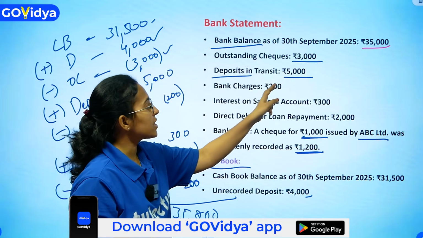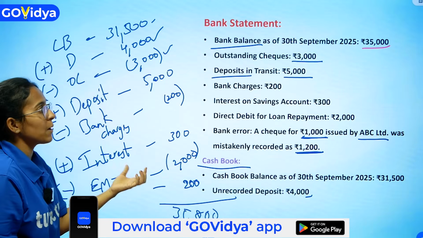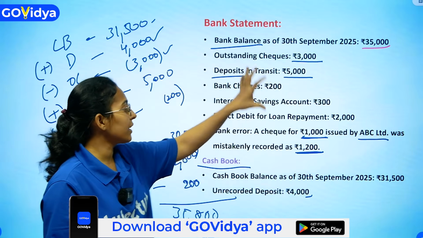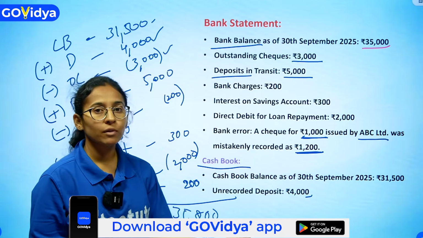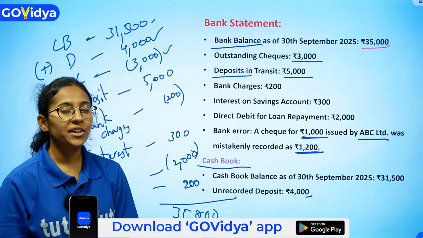In a similar way, deposits in transit should also be added. Whatever you are doing here, in the same way you have to add it as per the bank balance as well. Then you will get the same figure of 35,800. So finally both will match. Clear? So this is how you have to prepare the BRS statement.